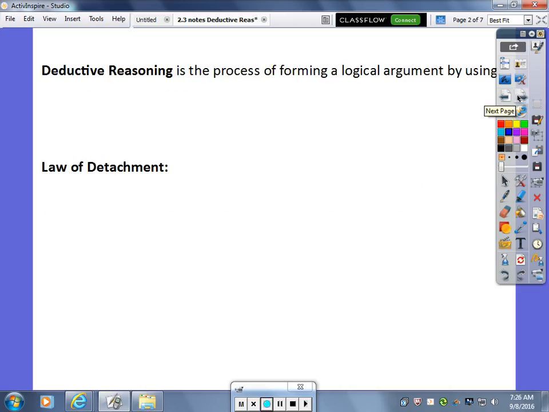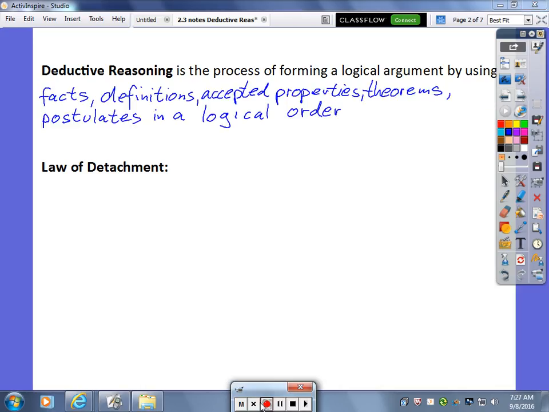So first, let's remember what deductive reasoning is. Deductive reasoning is the process of forming a logical argument by using facts, definitions, accepted properties, theorems, postulates, all that good stuff in a logical order to form a logical argument. There are two laws that we use to form a deductive logical argument, and one of them is called the law of detachment.